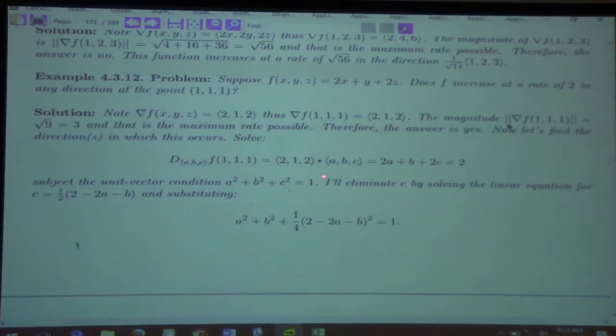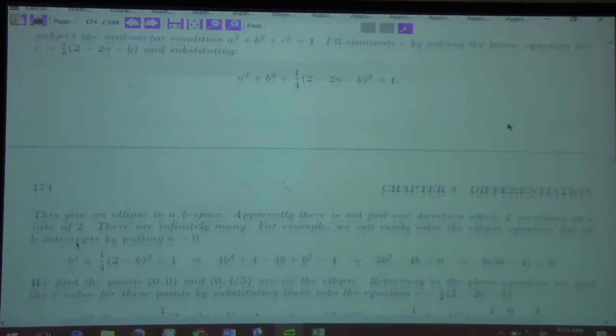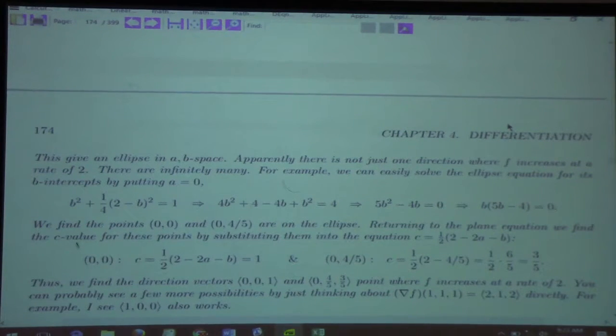In other words, in three-dimensional problems, the unit vector is a point on the two-dimensional sphere, right? And so there's a whole sphere of directions that you have to choose from. It's not that AB space anymore. It's ABC space. So I have to solve this with respect to that. I solved for c and plugged it in here, and that gives me that, right? That gives us an ellipse in AB space.